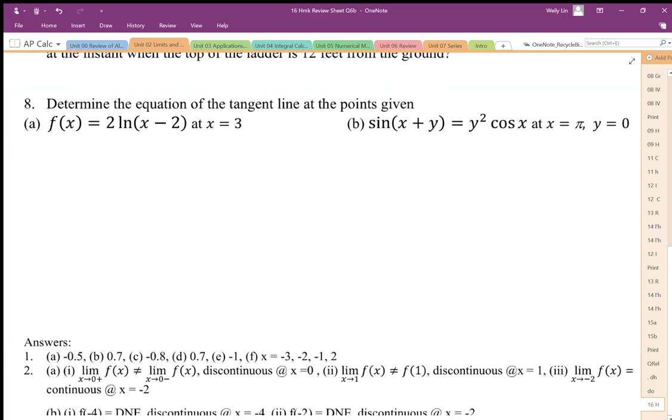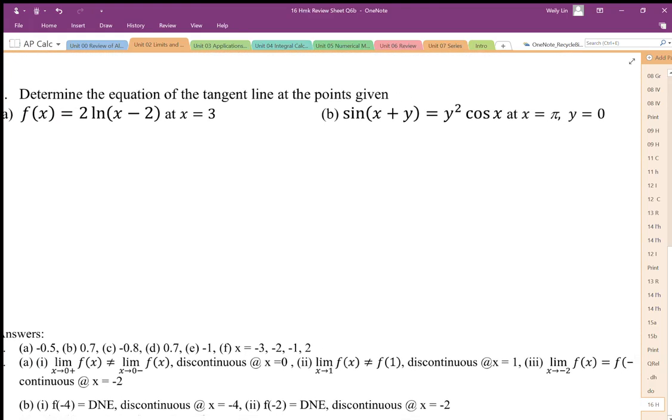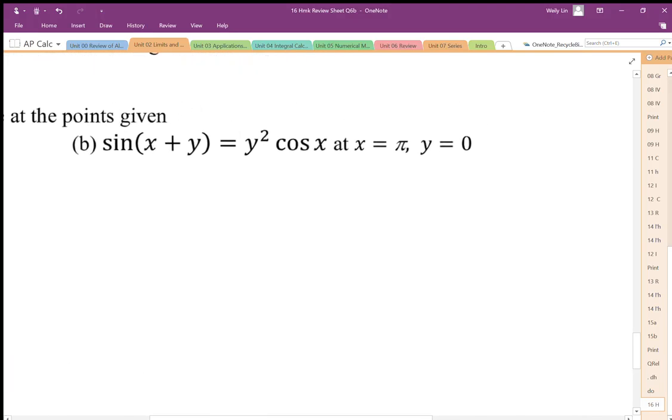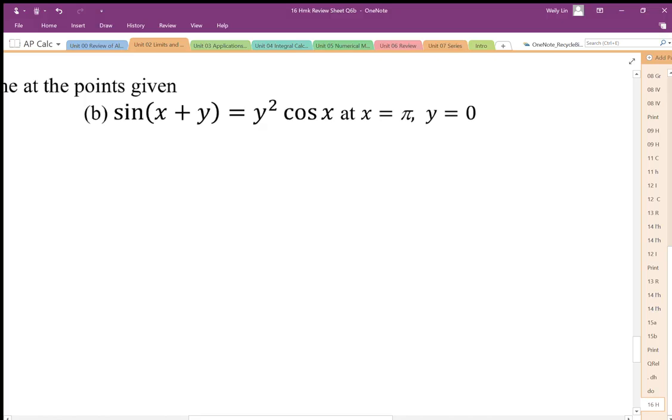Question number 8b is finding the tangent line of this graph at the point x equals pi, y equals 0. So I need to differentiate this implicitly. So I end up with cosine of x plus y. Embedded inside the cosine is a function, so I need to multiply that by the derivative of x plus y, which is 1 plus y prime.